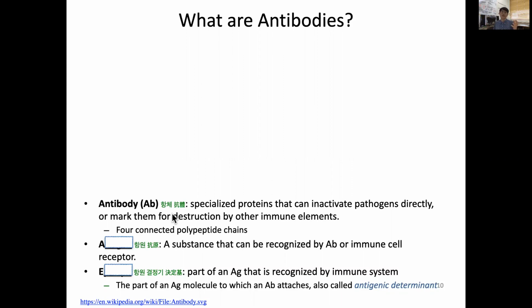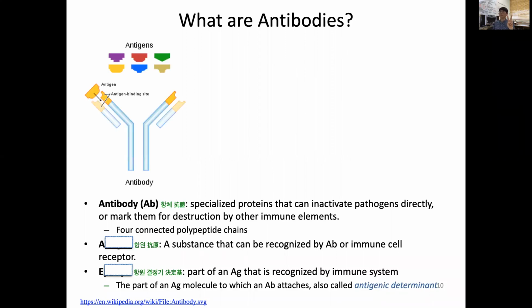So antibody is a very interesting and very important protein, and it looks like a Y shape. Let me show you its structure. The antibody looks like a Y shape, and the tip of this finger is the antigen binding site. You can consider the antigen as a foreign substance which is recognizable by the antibody, and the relationship of this connection is like a key and lock structure.